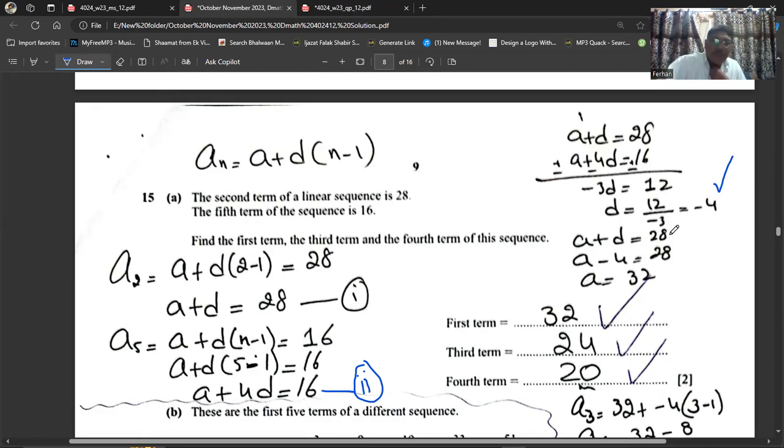Then I will put this value, minus 4, into the first equation, and I will find out the value of a. So a plus d equals 28.